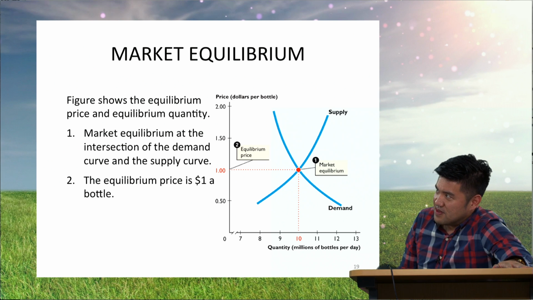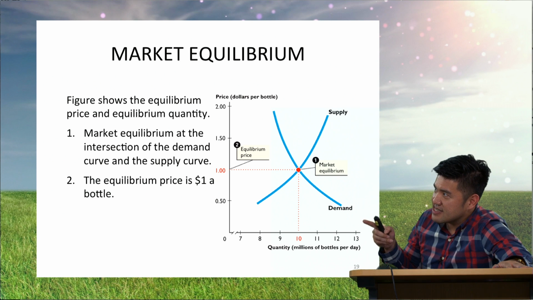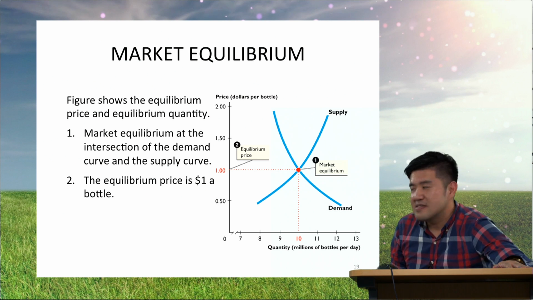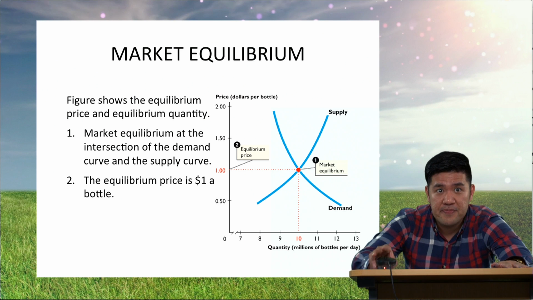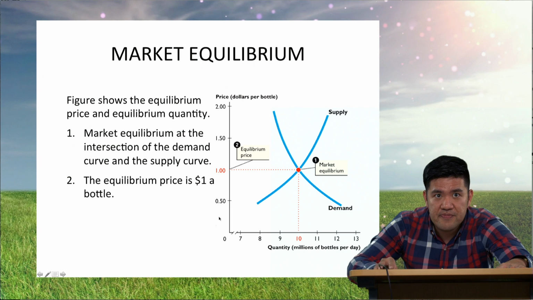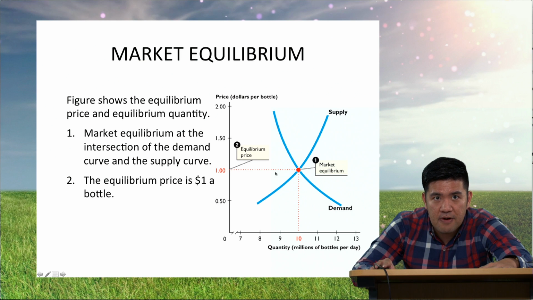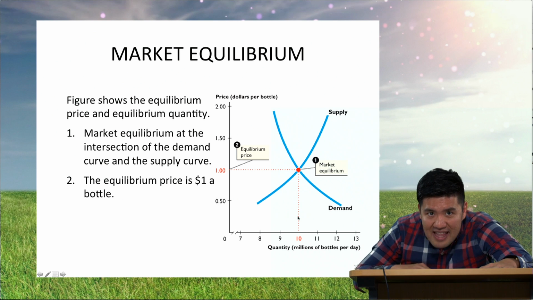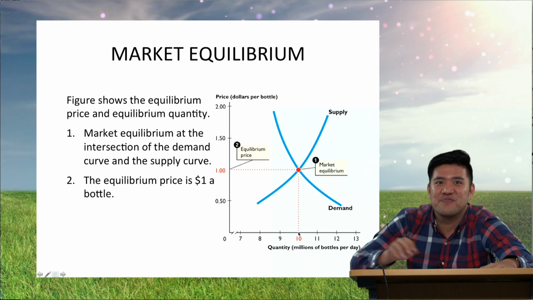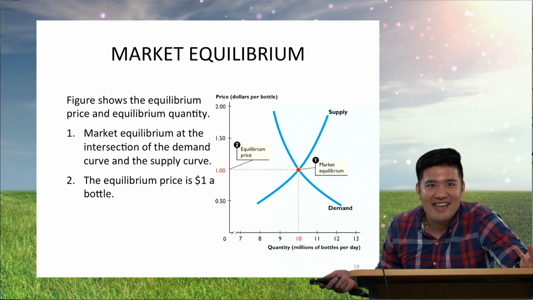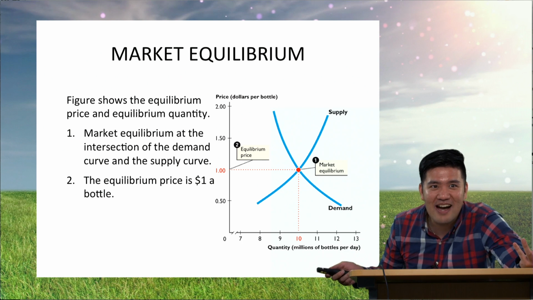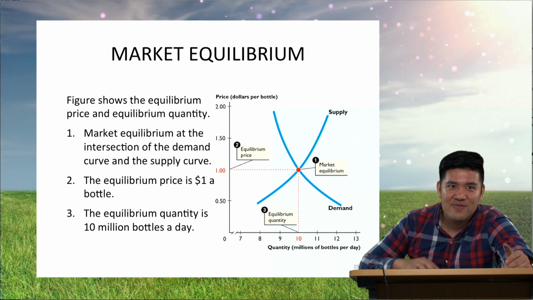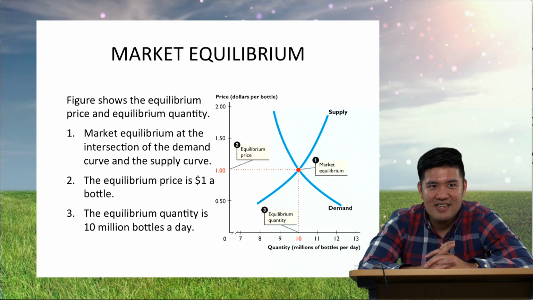So, the equilibrium price is $1 a bottle. See, at $1 per bottle, you see my pointer here? At $1 per bottle, QD will be 10, yes? QS will also be 10. Demand meets supply. Quantity demanded meets quantity supplied. So the equilibrium quantity is 10 million bottles per day.